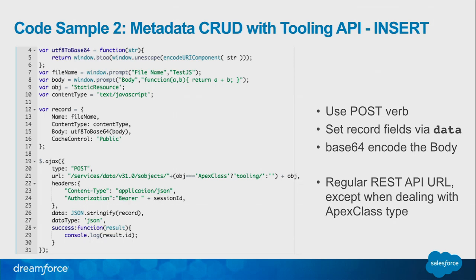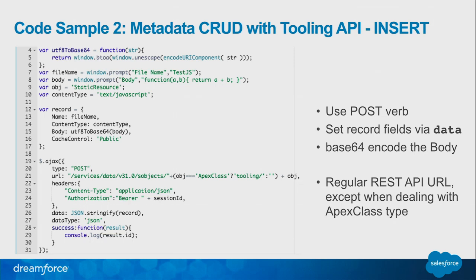But basically all you're doing is a post request to the services data sobjects. It's a regular REST API post, except when you're trying to save an Apex class, then you have to use the tooling prefix. Random, kind of strange, but good to know. Otherwise, you'll just be like, this isn't working.